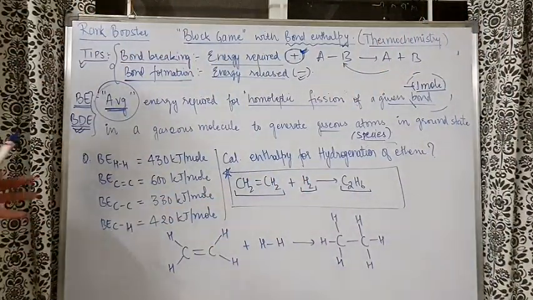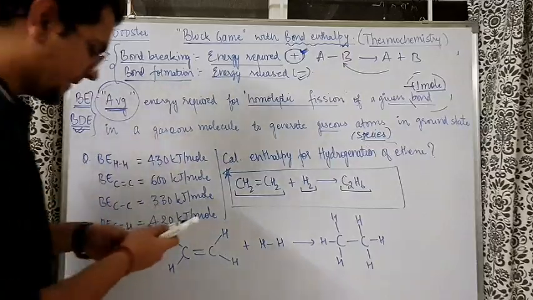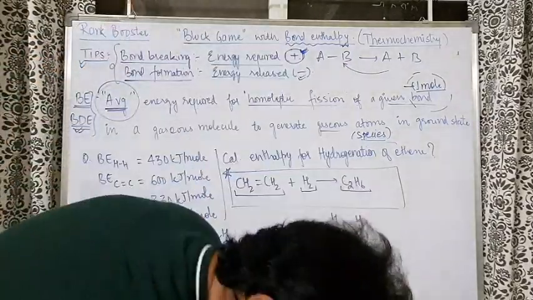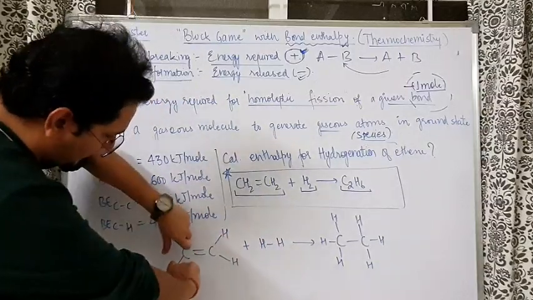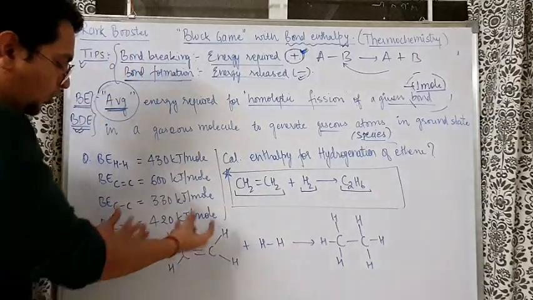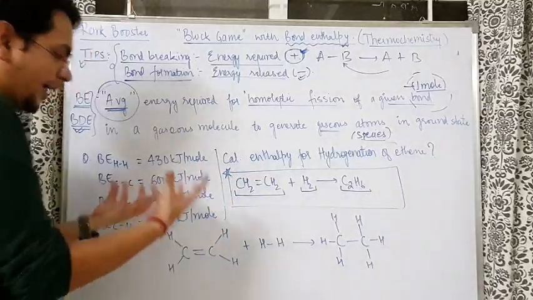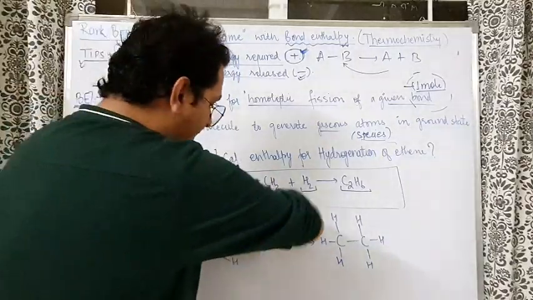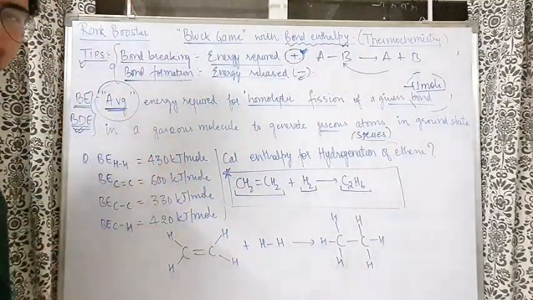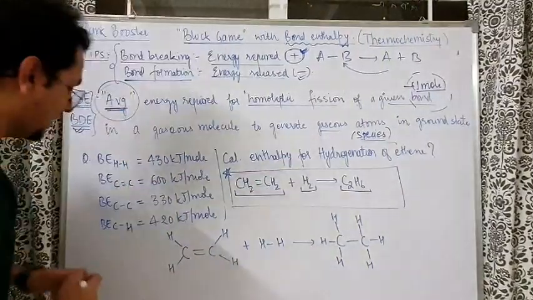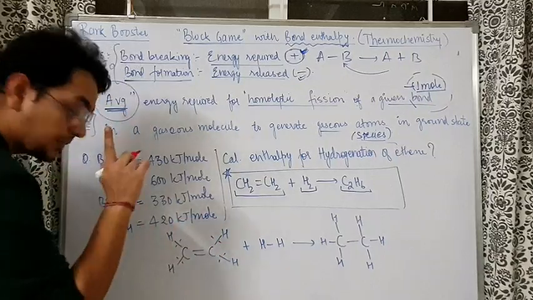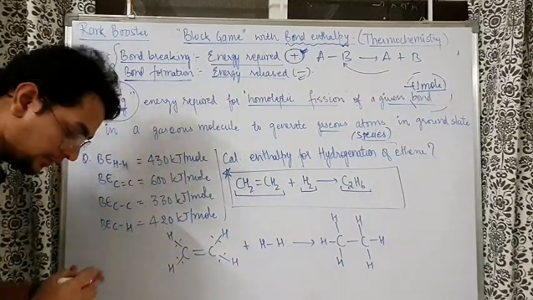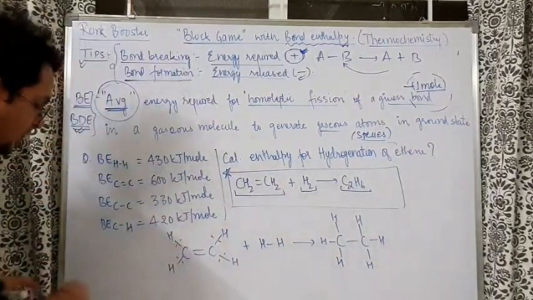Now see what game we have to play. The game is very simple. I will break this, this, this, this, and this. I will get 2 carbon atoms and 4 hydrogen atoms. Then I will break this also, and I will get 2 more hydrogen atoms. What does it mean? I will break this 2, 3, 4. That means I will break 4 CH bonds.